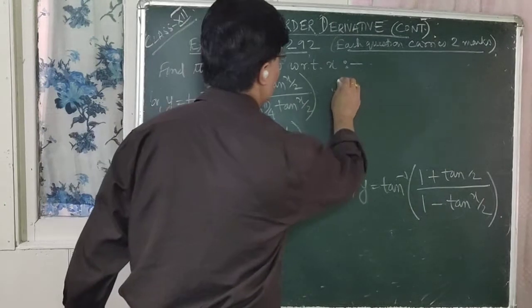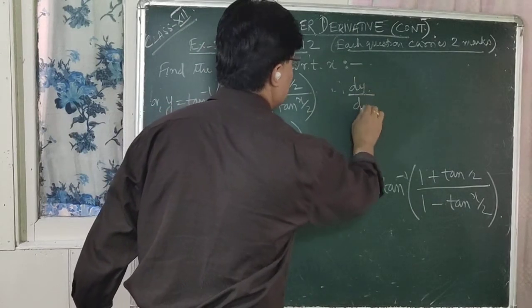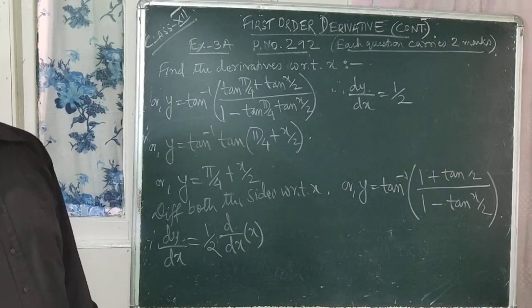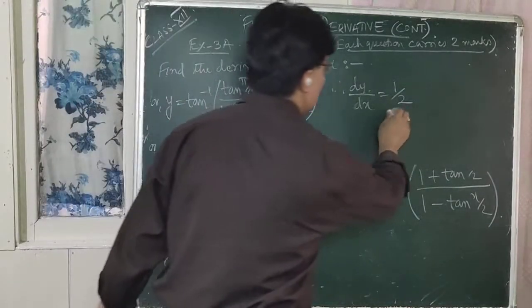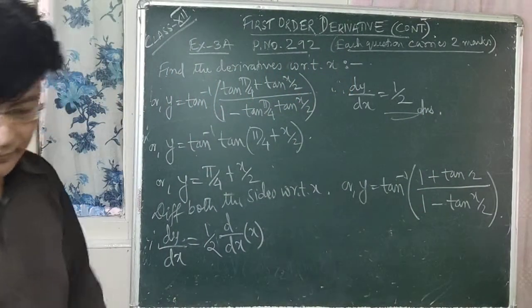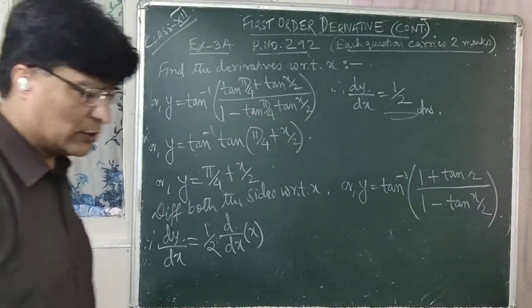Next. So now, therefore dy by dx is equal to half. And what is dy by dx of x? That is 1. So half into 1 is always half. So half is the answer. Is that clear? So we can copy it. We'll do the next one.